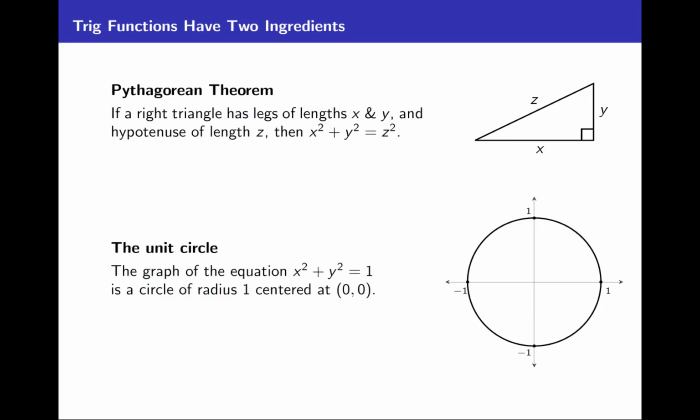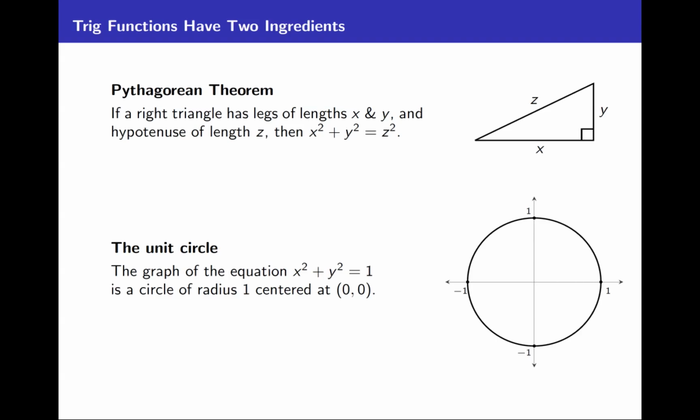The second ingredient is what's called the unit circle. The unit circle is the graph of the equation x squared plus y squared equals 1. It's a circle of radius 1 centered at the origin 0, 0. Now, when we say it's the graph of the equation x squared plus y squared equals 1, we mean it's the set of all points xy on the plane that satisfy that equation.